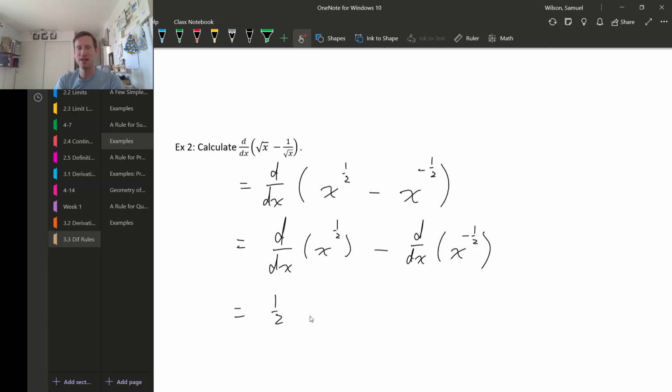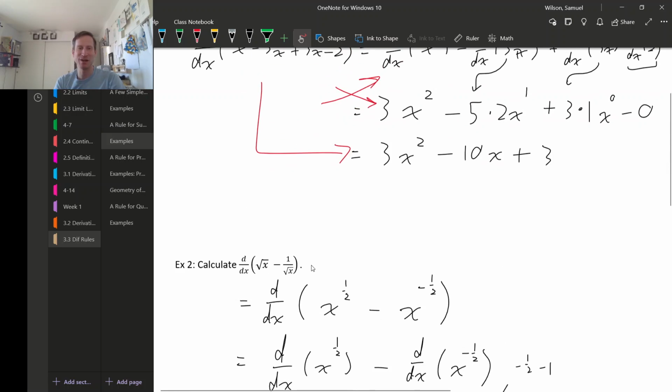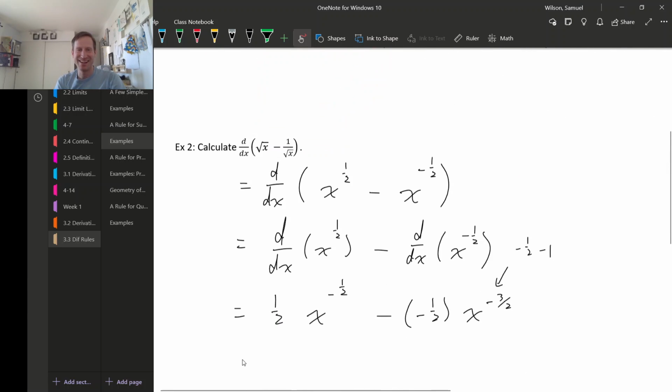So the 1/2 comes down, times x to the, and then 1/2 minus 1 is minus 1/2, minus, and then use the power rule over here. The minus 1/2 comes down, times x to the, and then this exponent here should be minus 1/2 minus 1, so that's minus 3/2. And then, how we write this is sort of up to us. So we could write this as 1 over 2 square root x, and then plus, I guess, 1 over 2 times x times square root of x.